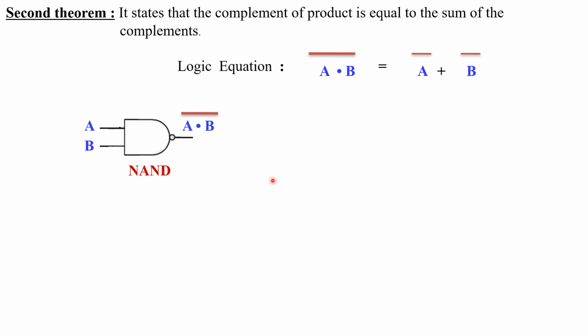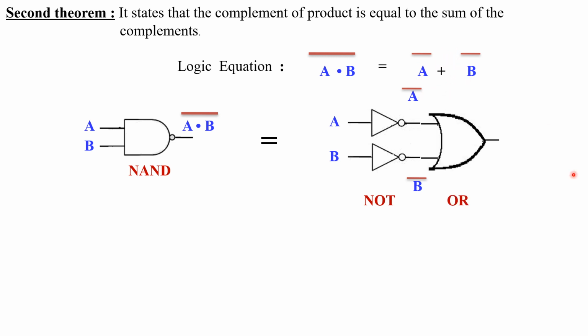Now let us see the right hand side. None of our gates has a Boolean equation of this type, so we have to modify it. What do we want? A bar, we want B bar, and they are combined with the OR operator. So we require A ka A bar. Which gate will give me the complement? The NOT gate. So here A bar, A ka A bar by NOT gate, B bar, and they are combined with which gate? OR gate.